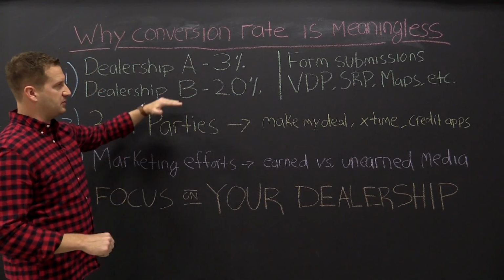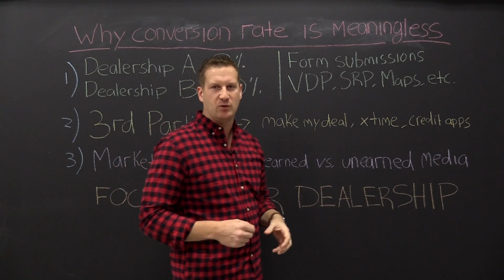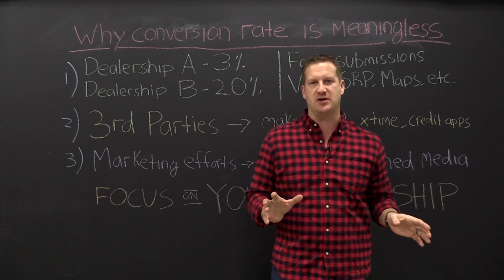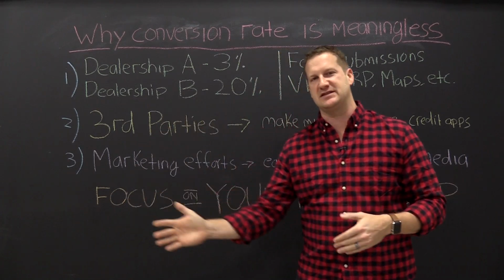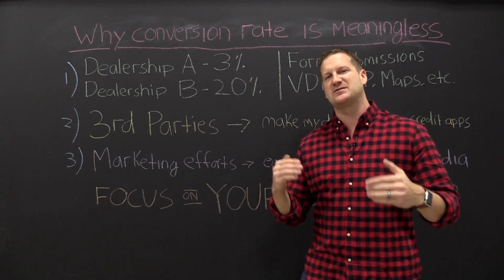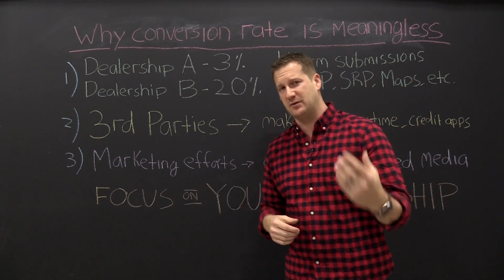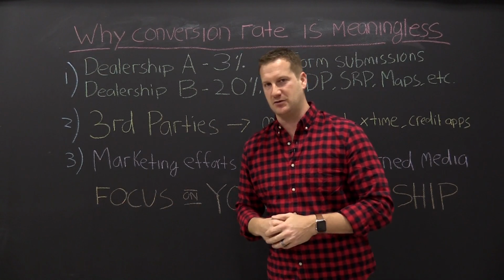Dealership A has a conversion rate of 3% because they're measuring form submissions on their website, and that's the only thing that they're measuring. So basically you take the quantity of form submissions, you divide by the visitors, unique visitors or total visitors, however you're measuring conversion rate, and that's what's going to give you a conversion rate. So if I have 3 visitors submit a form out of 100, that would be a 3% conversion rate.